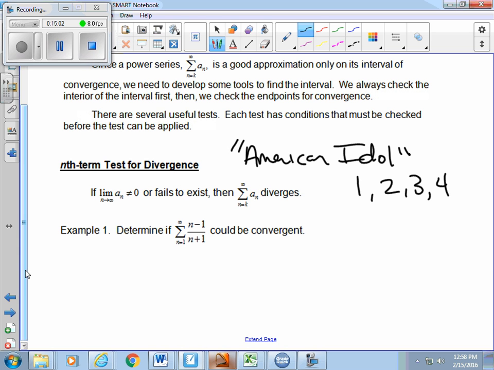Now, if the nth term test doesn't work, it doesn't necessarily mean it converges, because there are some that have a limit approaching 0 that don't converge. But again, it gets rid of the really bad ones, the ones where there is no way I could find a sum of that.